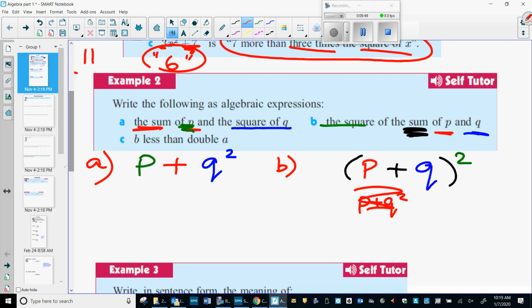Okay? So for that one, just say Q is 10 and T is 2. So you find the bracket first and then. Yes, because their maths always starts with the B, so you do the brackets. Okay, lovely jubbly. C. B less than double A.